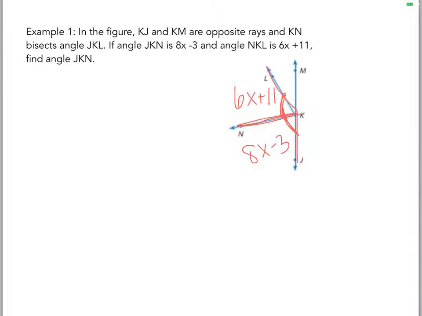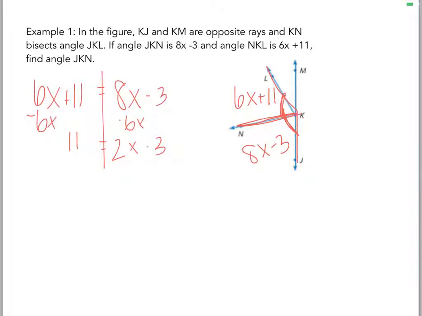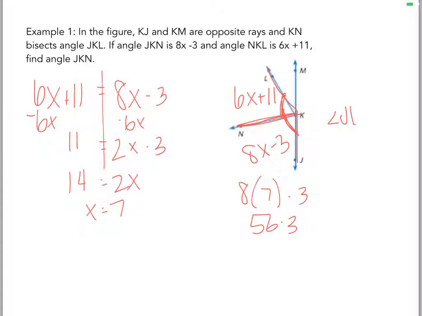First thing I'm going to do is recognize that I have two congruent angles, so I can set them equal. That means 6x plus 11 is equal to 8x minus 3. I'll solve this algebraically. So x turns out to be 7. Now I can just plug it back in. 8 times 7 minus 3, that's 56 minus 3, which means angle JKN is equal to 53 degrees.